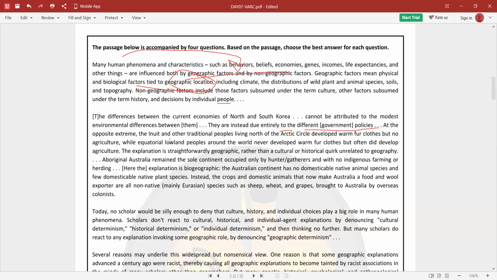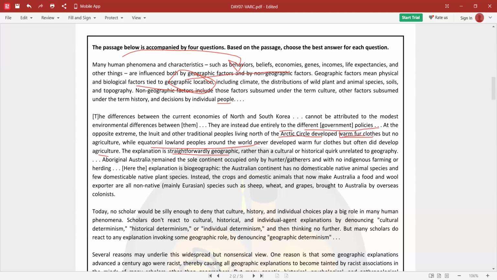So at the opposite extreme, the Inuit and the other traditional people living in the north of the Arctic circle developed what? Warm fur clothes, but no agriculture. While equatorial lowland people never developed warm fur clothes, but what did they develop? They developed agriculture. The Arctic circle is so cold that they had to develop warm fur clothes. Equatorial people never cared about warm fur clothes. All they did was agriculture. Why? Because of geographical factors. The explanation is straightforwardly geographic, rather than any cultural or historical work unrelated to geography.